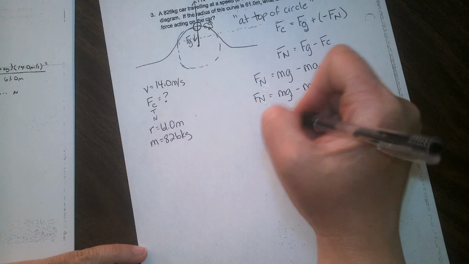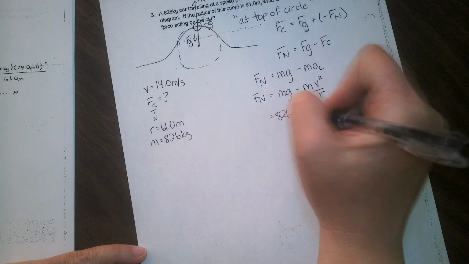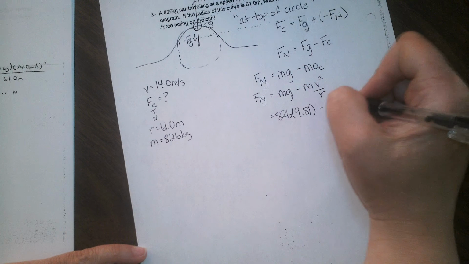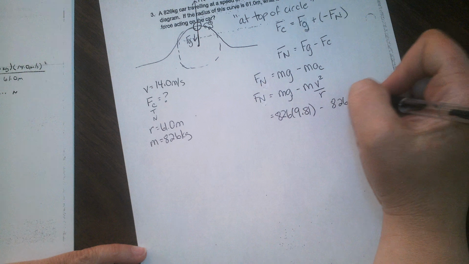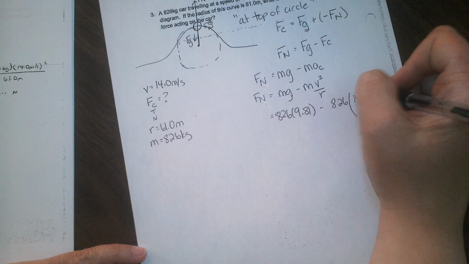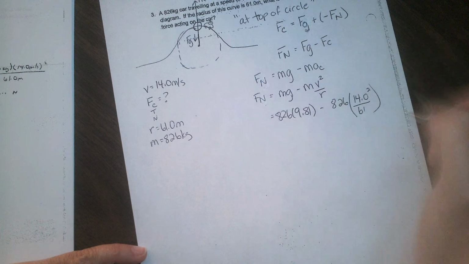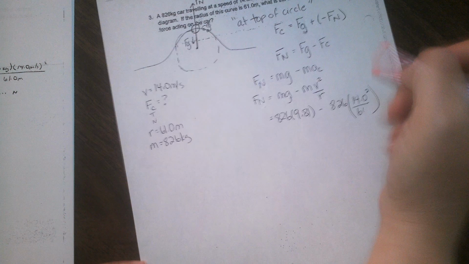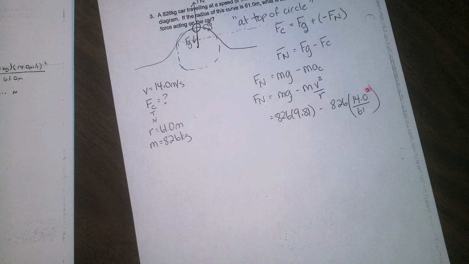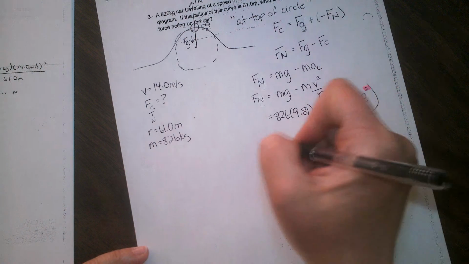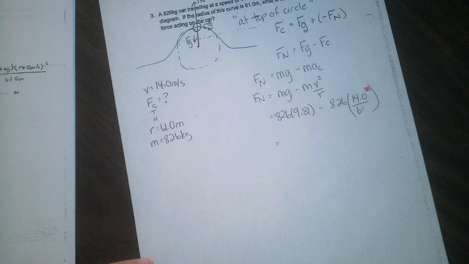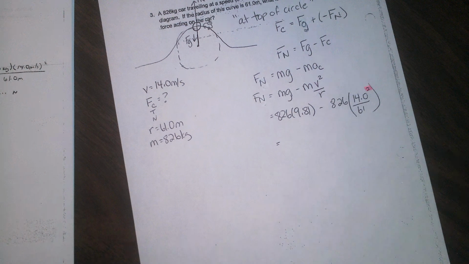So I'm going to go 826 times 9.81 minus 826 times 14.0 squared over 61. I'm highlighting the square because if you forget to square, it will give you a wrong answer, and that's a common error. So Daniel's going to calculate and Rayleigh's going to fact check.